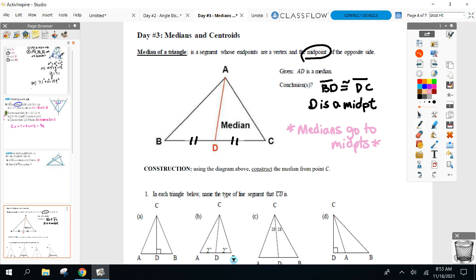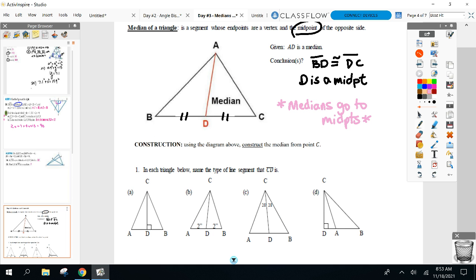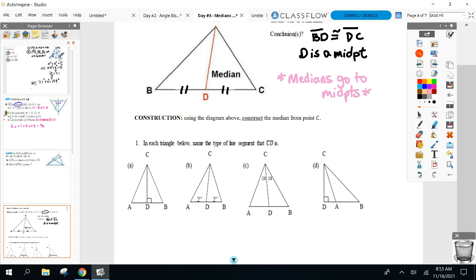First, before we show that, we'll come back to the construction in a second. Can we go right to question one? I just want to gauge where we are right here, before we do a median construction. So I have CD in every diagram. What is it? You guys have a lot of vocab from this unit.